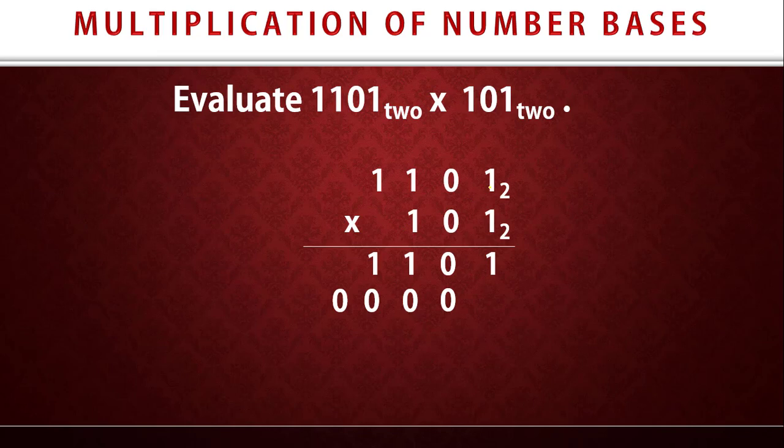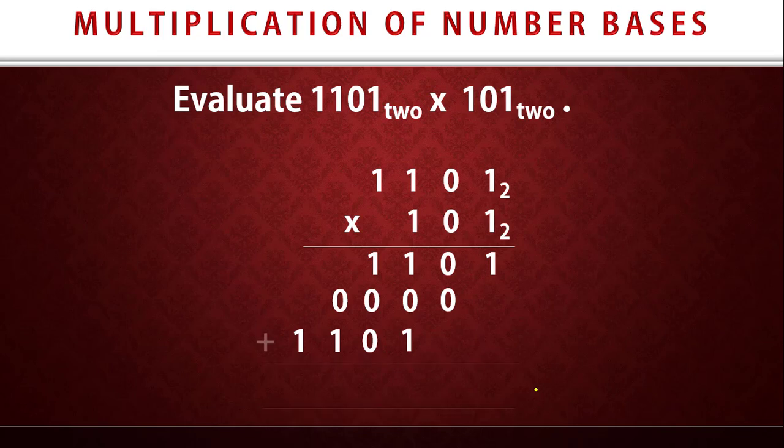1 times 1, that will give 1. So 1 is less than 2, so we can write the value directly. The next one, 1 times 0, that will give 0, so we write the 0 under here. Next one will be 1 times 1, that will give 1, so we write the 1 directly because it's less than the required base. 1 times 1, so that will give 1, so we write it directly. It's less than the required base. We've been able to multiply all the 3 digits, so now is the time for us to add them together.